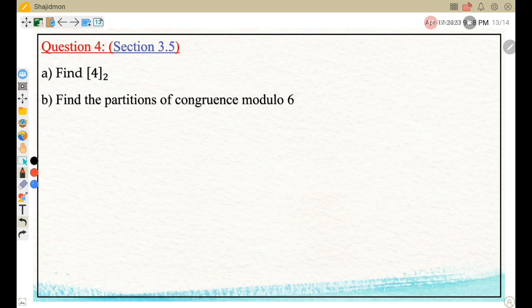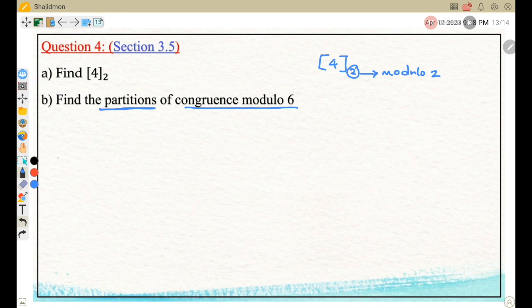Question number 4 from section 3.5. Find the equivalence class of 4 modulo 2. That means the congruence class of the number 4 under the modulo 2 operation, with the suffix 2. Then the B part: find the partitions. We need to calculate the partitions of the congruence modulo 6.